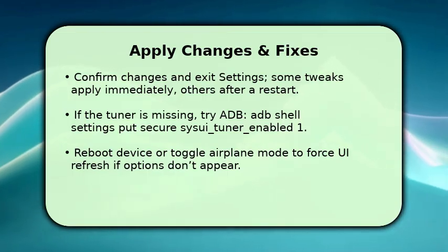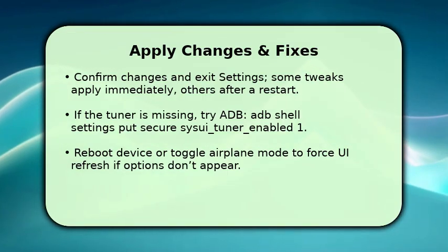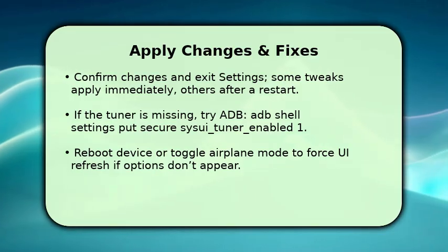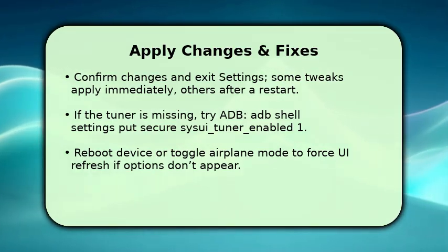If options still fail to show, reboot the phone or toggle airplane mode to force the system UI to refresh. This often resolves glitches, so your customizations appear.